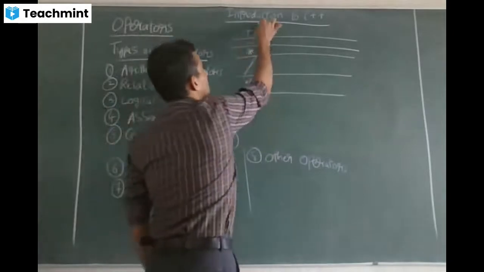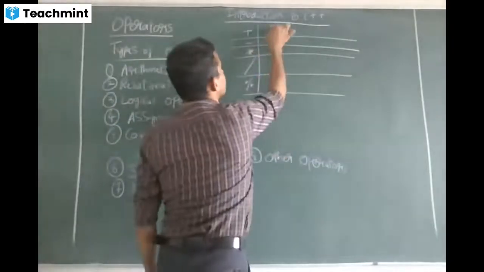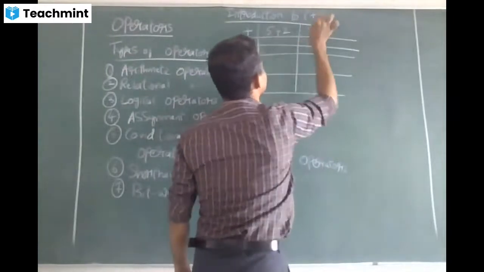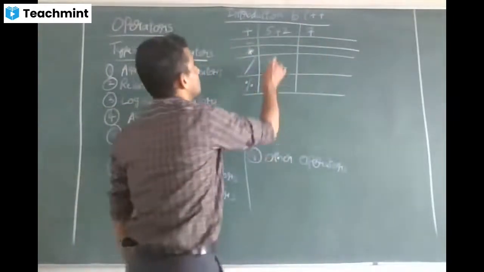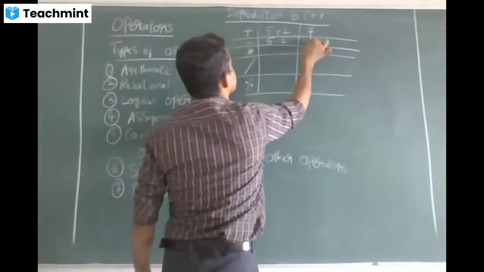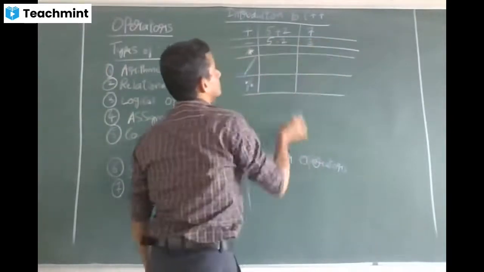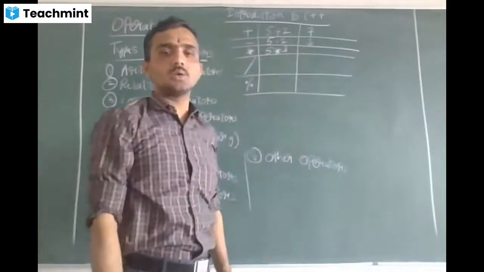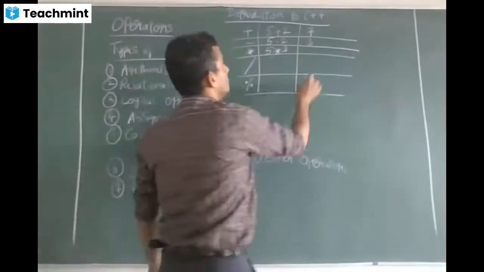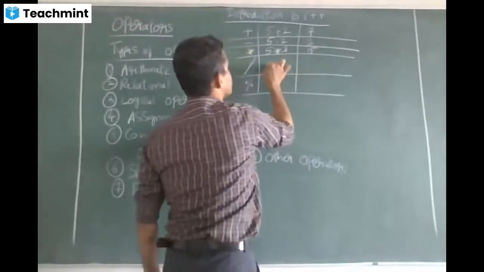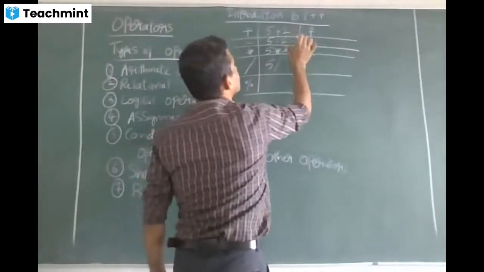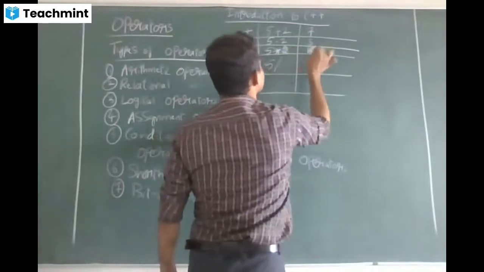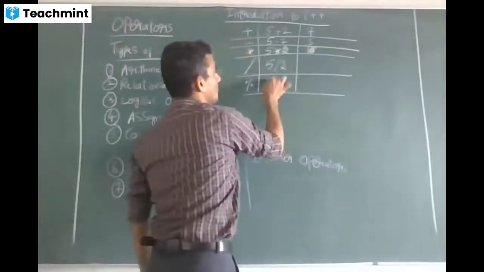For plus, if I give an example, 5 plus 2, the result will be 7. Then 5 minus 2, the result is 3. Next, 5 into 3. You have to write the star symbol. Again, I'm telling you, don't write the into symbol, write the star symbol. So 5 into 3 is 15. Next, I can use the same numbers: 5 into 2 is 10. 5 divided by 2, 5 mod 2.